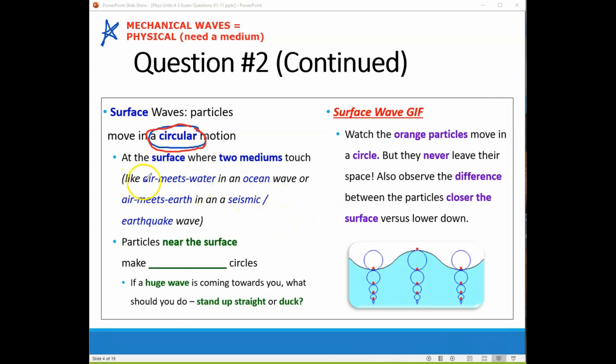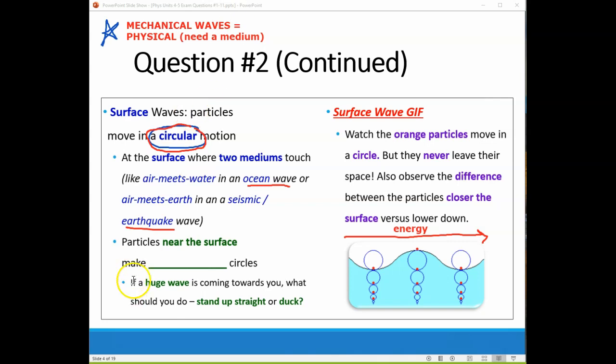Seems pretty obvious. So for example, where air meets water in an ocean wave, or where air meets the earth in an earthquake wave. Those are where two different mediums are touching, air and water or air and earth, and so they will create a circular motion. So you can see here that again, the energy might overall be traveling to the right, but the individual particles are just moving in circles. All right, again, nobody's leaving their seat, everybody kind of stays in their seat, but you can definitely see that these particles are moving in a circular motion here.